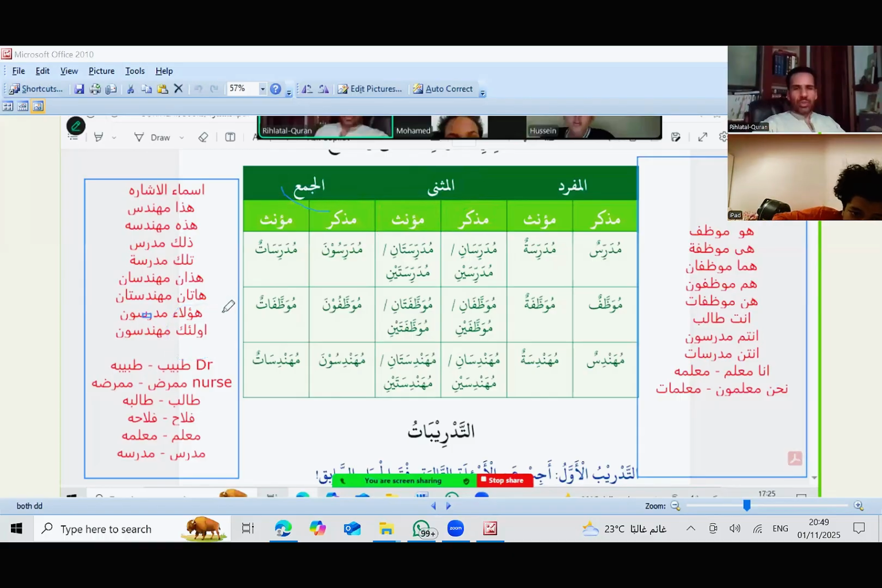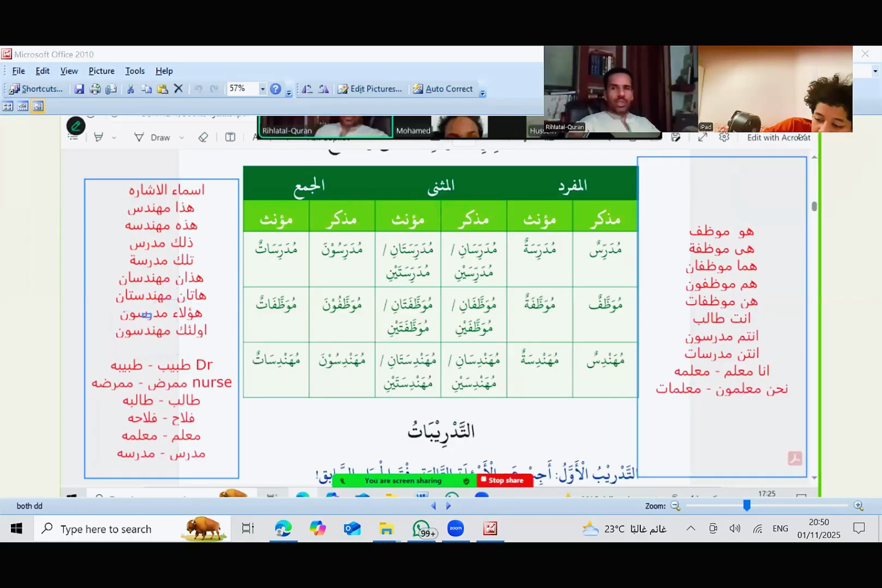But what is the difference between هؤلاء مدرسون and أولئك مهندسون? هؤلاء means these are, the plural but close, right? What about أولئك? أولئك is plural but far. So if we said هؤلاء مدرسون and أولئك مهندسون, which is closer, which is far? مدرسون or مهندسون? مدرسون are the closer.